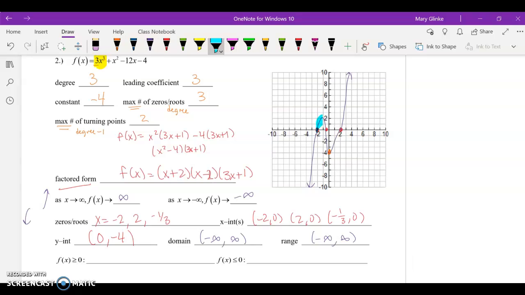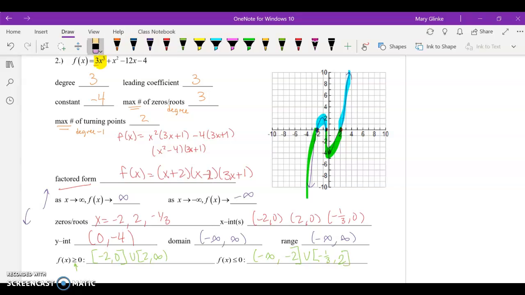And then to go above is these two chunks, and below would be these two chunks. So greater than or equal to 0, notice it has the "or equal to," so I'm going to use my brackets for this one. So negative 2 to 0 in union with 2 to positive infinity. Less than would be from negative infinity to negative 2, and then again from negative 1/3 to positive 2.